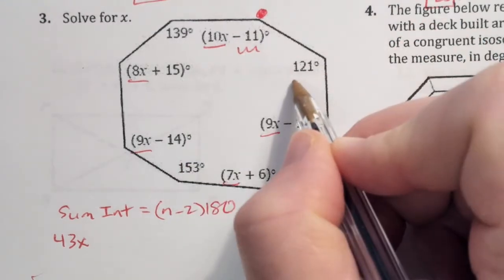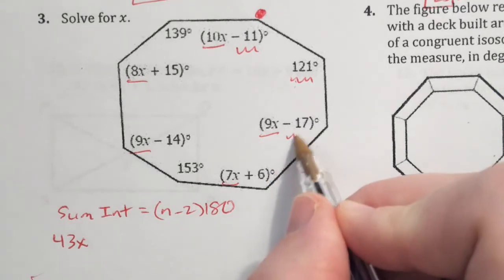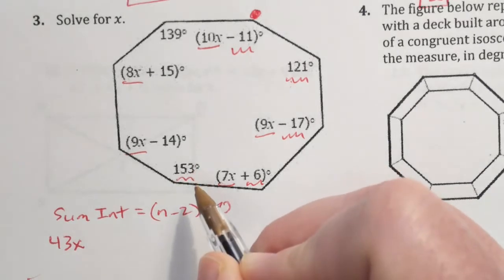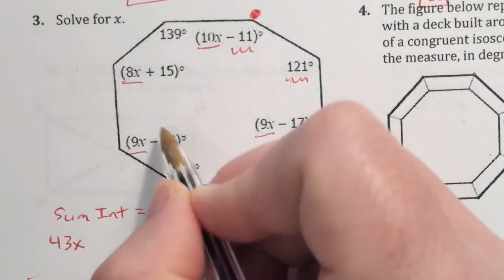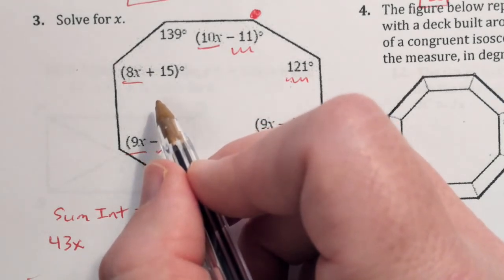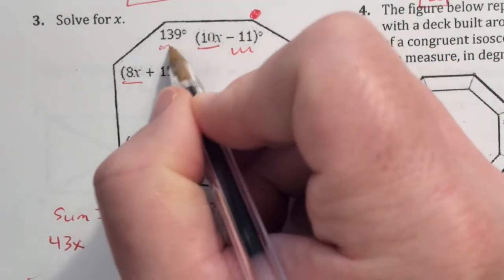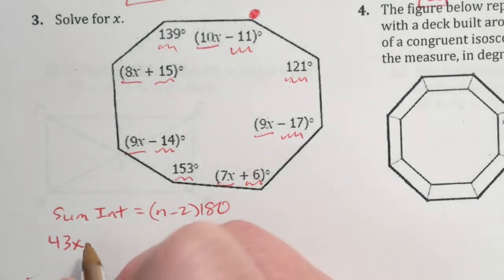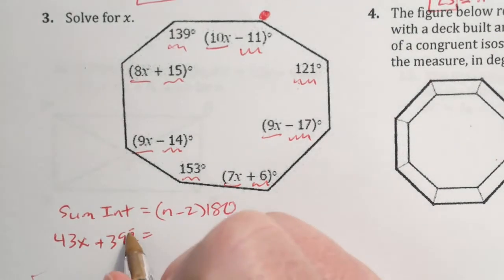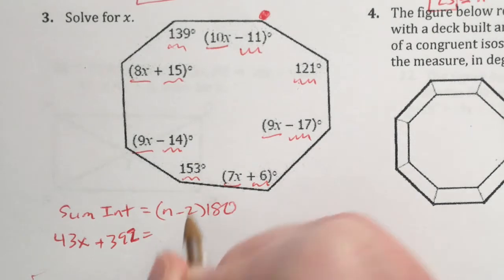Now let's add up all the constants. Negative 11 plus 121 minus 17 plus 6 plus 153 minus 14, and then plus 15 plus 139. And we get plus 392. Now there were a lot of numbers, so you probably want to do that 2 or 3 times just to make sure that you get the same number. That's a suggestion. This is equal to n.